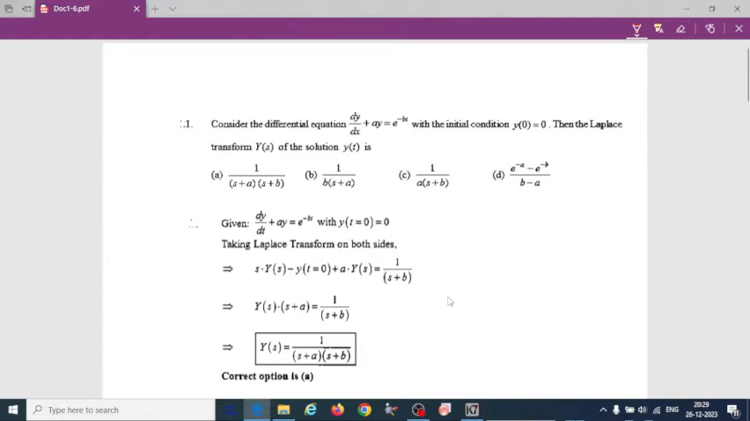the previous year questions on the physical science CSIR NET.